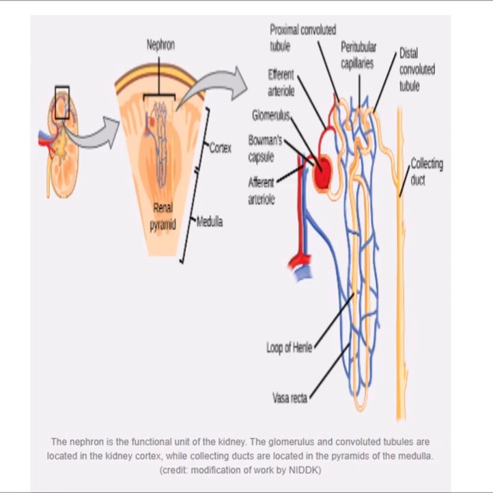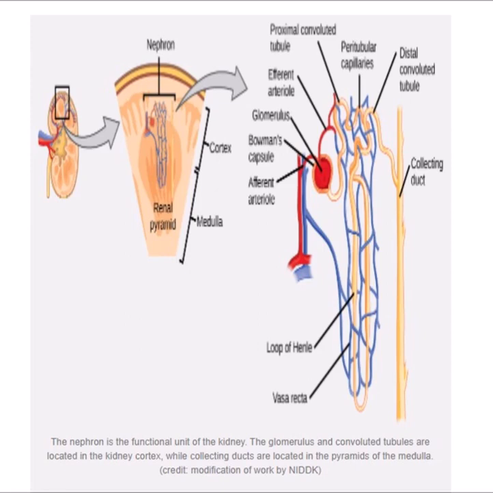Now let's talk about the renal tubule. The renal tubule is a long and convoluted structure that emerges from the glomerulus and can be divided into three parts based on function. The first part is called the proximal convoluted tubule, PCT, due to its proximity to the glomerulus. It stays in the renal cortex.